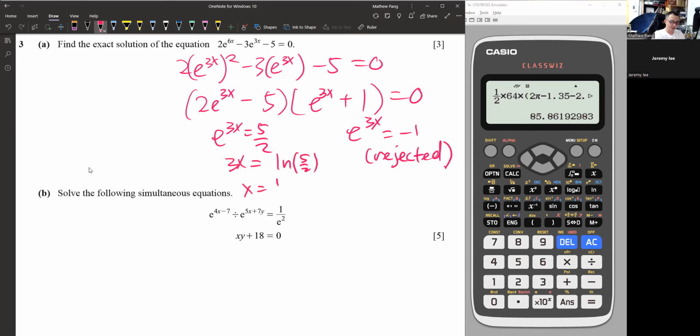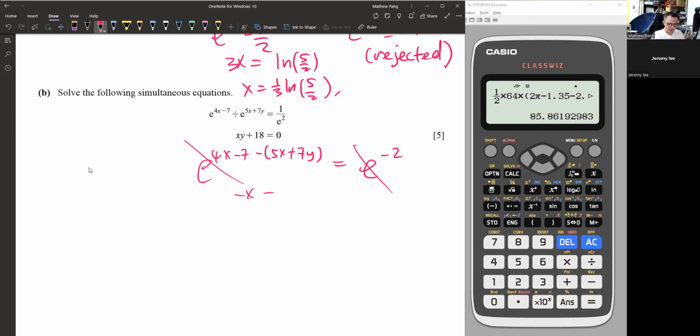If exponents divide, it basically means minus, right? 4x minus 7y minus 5x plus 7y equals 1 over e squared, which is e to the negative 2. Then we can ignore the e, so we solve the top. I get negative x minus 7y equals negative 2. Oh, it's a simultaneous, is it? Yeah, the whole equation has so many negatives. I multiply negative 1 into it to make everything look positive.